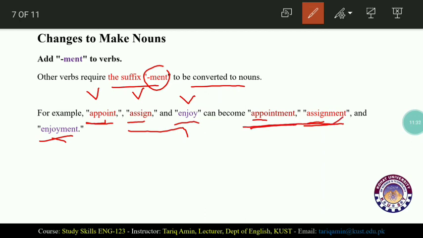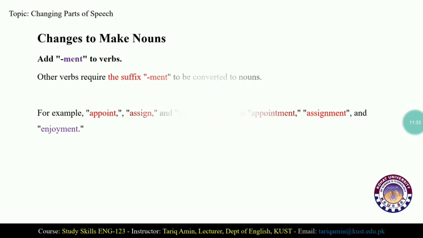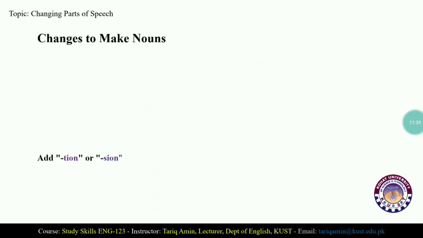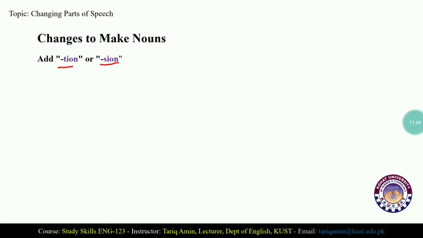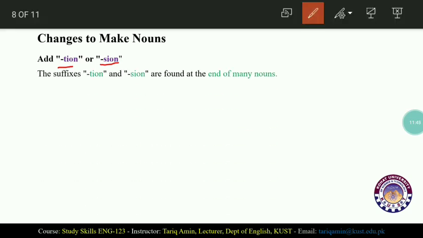There are other examples as well. Now add -tion or -sion. This is -tion, and this is -sion. We can add these to verbs as well. For example, the suffixes -tion or -sion are found at the end of many nouns. Most of the time we find these suffixes at the end of nouns.